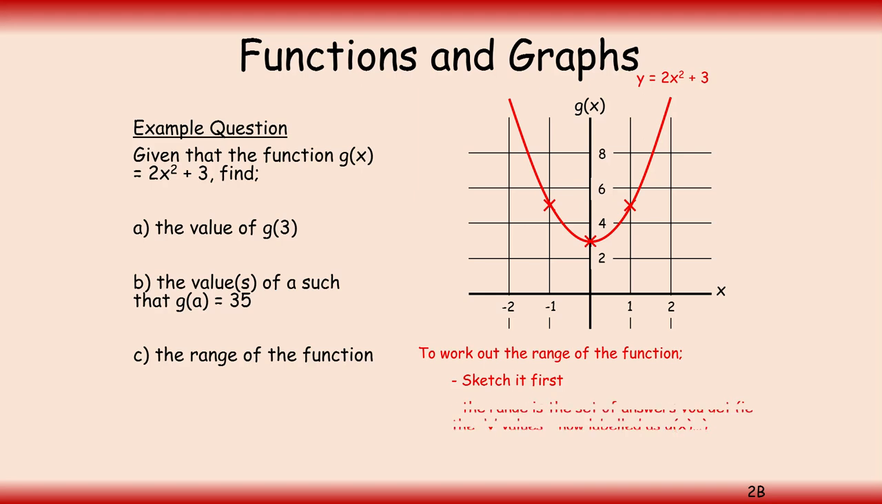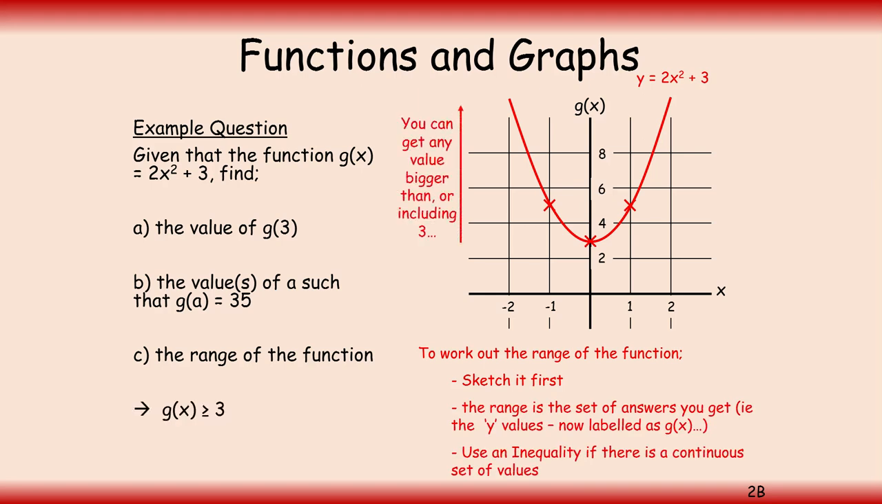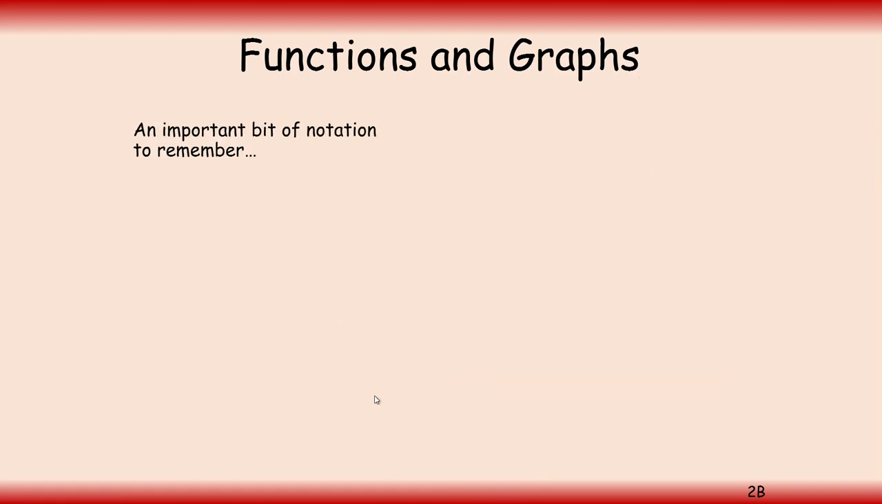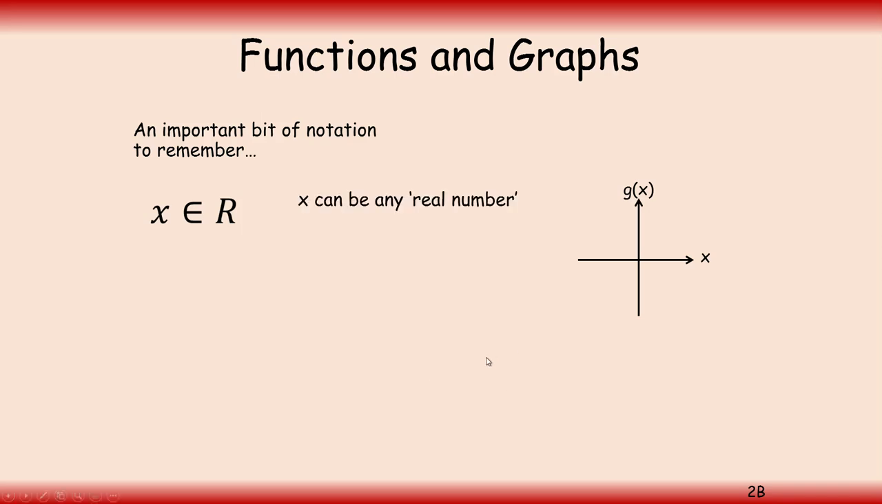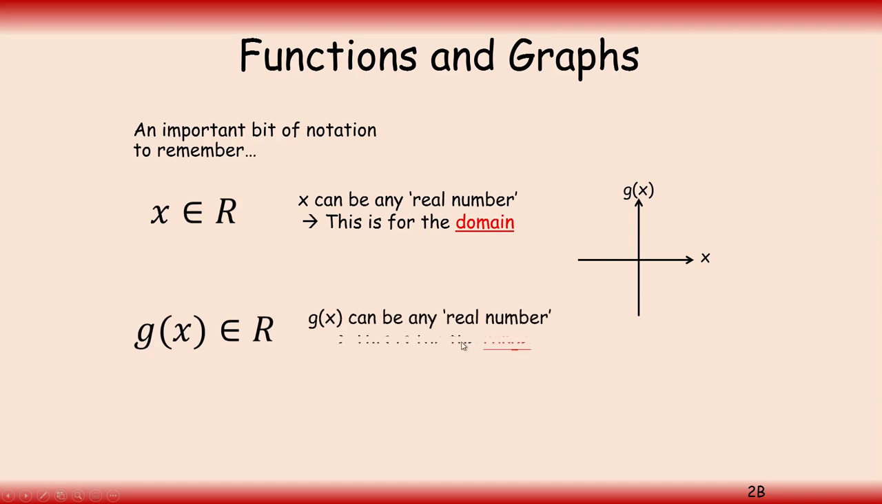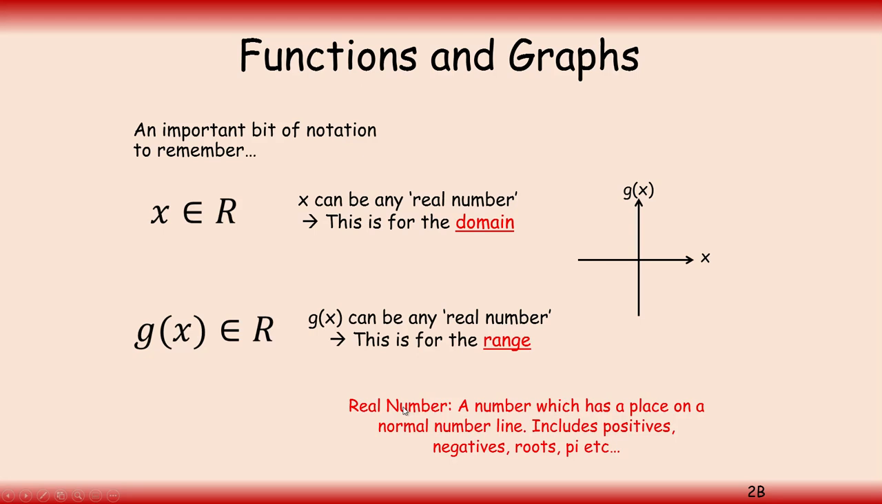So we can say that g of x can be 3, but it's always greater than. So any value, including 3, up. So we write g of x is greater than or equal to 3. Some notation for you. We can write x is in the real set of numbers, which means x can take any value in the reals. x is the domain, and we can write g of x belongs to the reals, so it can take any value in the real set of numbers. Reals being any number on a number line. Negatives, square roots, anything on the number line. We're not going to talk about imaginary numbers, we don't touch imaginary numbers in this course.